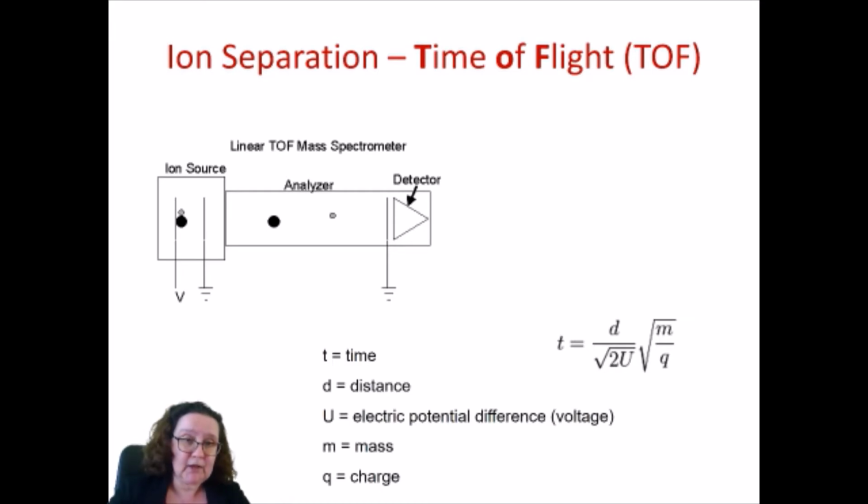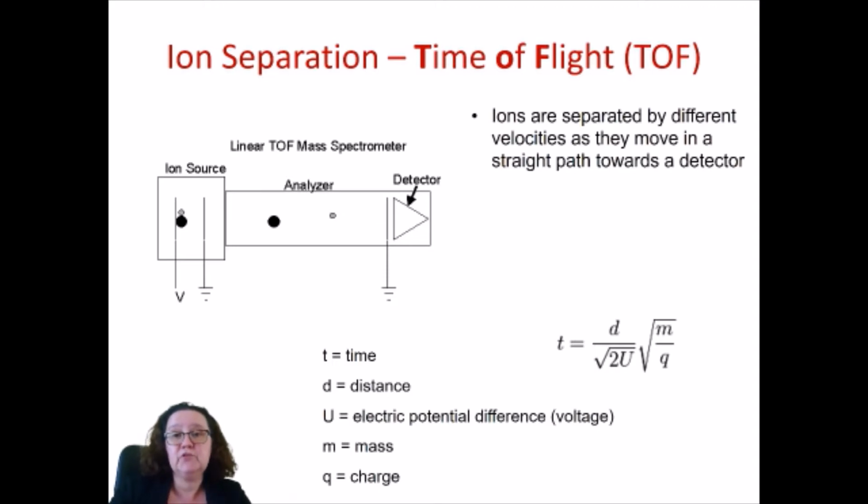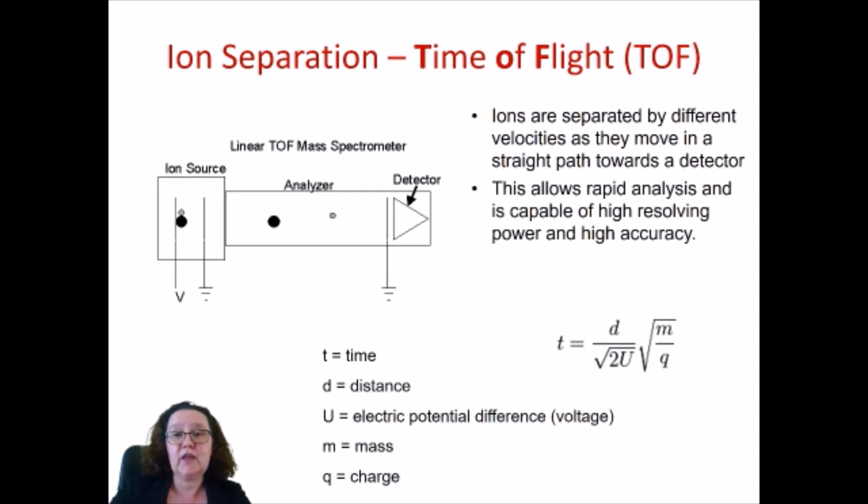A very popular analyzer is something called time of flight, and you will hear a lot about TOF mass spectrometers. They are very popular. The ions are separated by different velocities as they move in a straight path towards the detector. Time of flight is very quick, it allows a very rapid analysis, and it has a good resolution and very good accuracy.